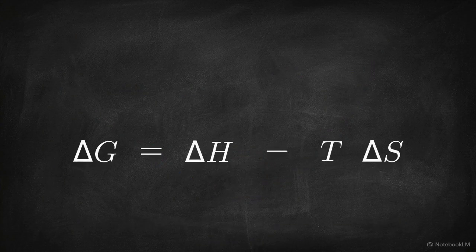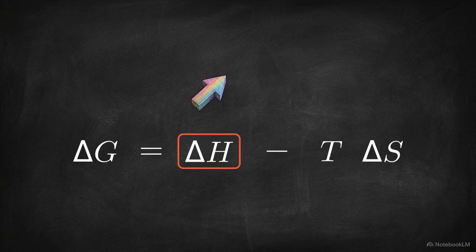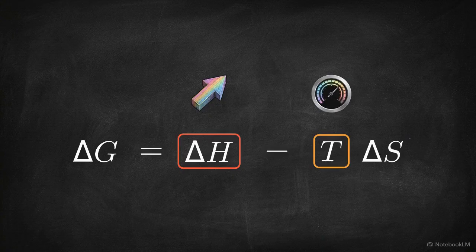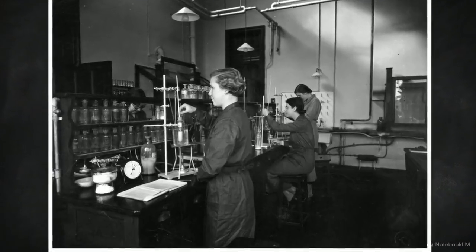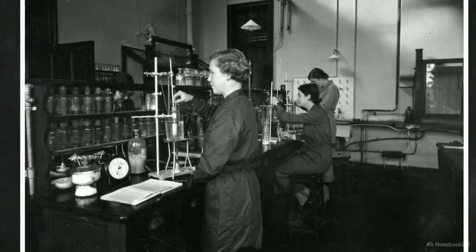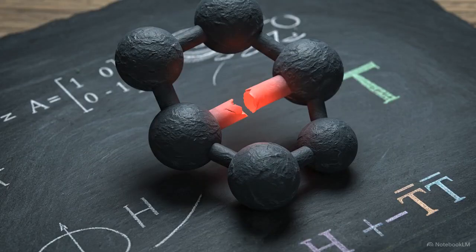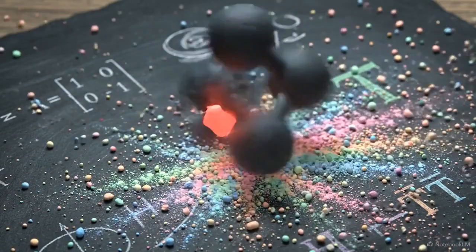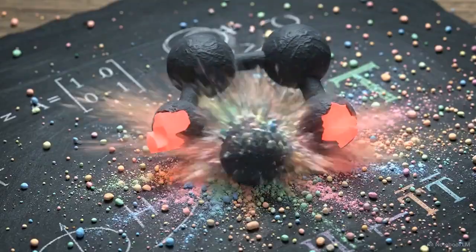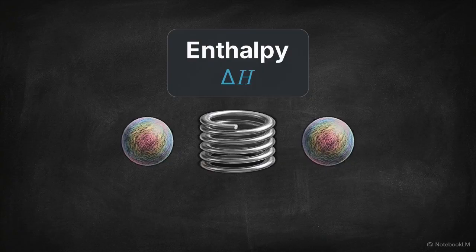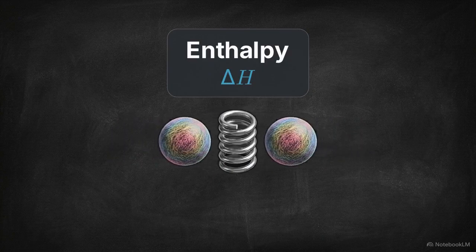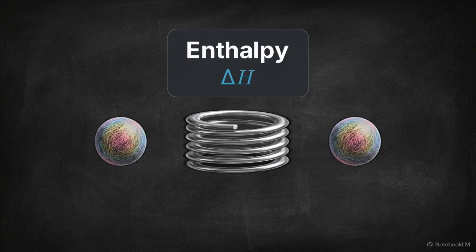This equation isolates the physical drivers of that equilibrium. Gibbs free energy is defined as the change in enthalpy, delta H, minus the absolute temperature multiplied by the change in entropy, delta S. Determining whether any chemical reaction will happen requires deconstructing this formula. We must analyze the inherent physical tension between the potential energy stored in chemical bonds and the universal drive for energy to disperse.